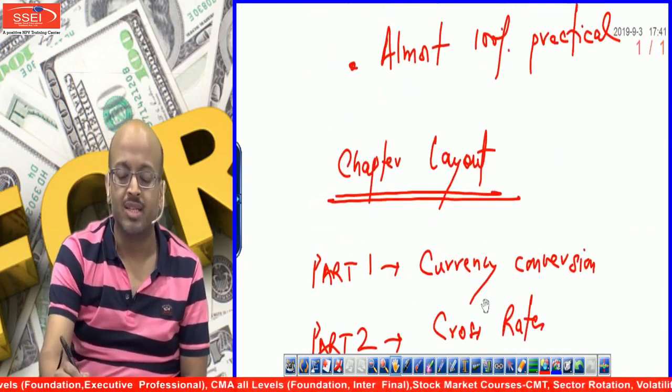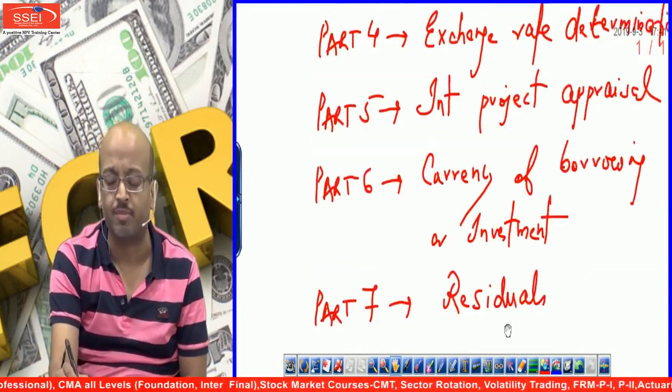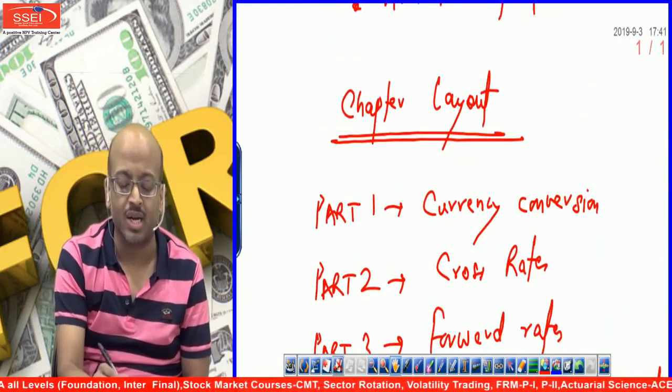So this is the chapter layout. I have not taught anything up till now. Anybody who has come late has not missed. So let's enter into currency conversion.